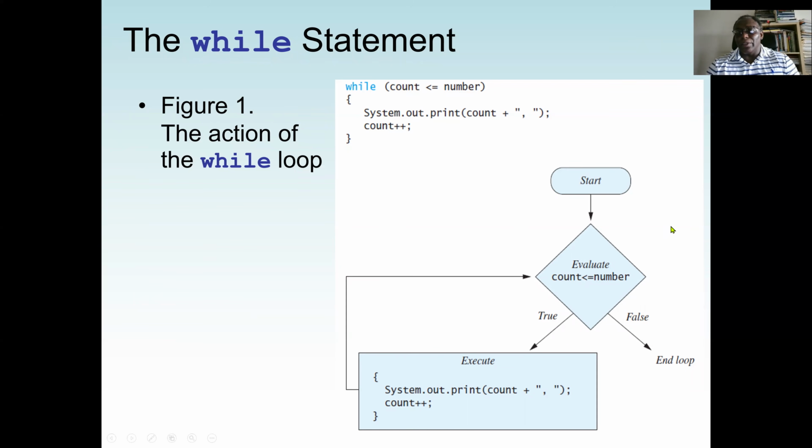So again, this is the flow diagram for it. So we start. We're going to check our condition. Is the count less than or equal to the number? If it's false, then we end the loop. If it's true, then we execute the System.out.print to print the count value. Then we increment the count by 1. Then we go back again, check the condition. If it's true, we again print, increment the count by 1 again. And then we check the condition. If it's false, then we stop, we end the loop.